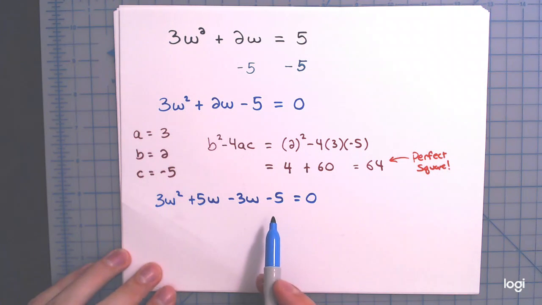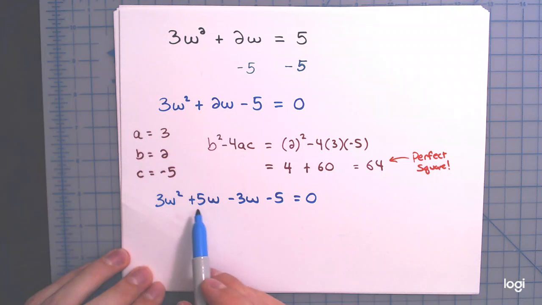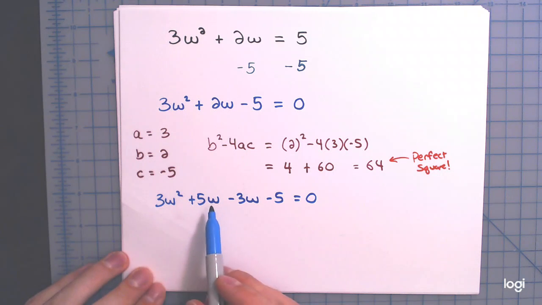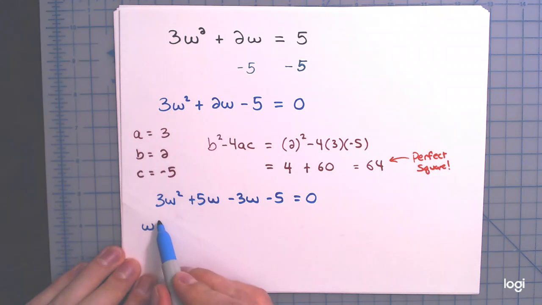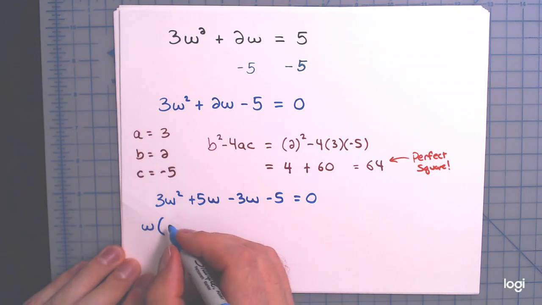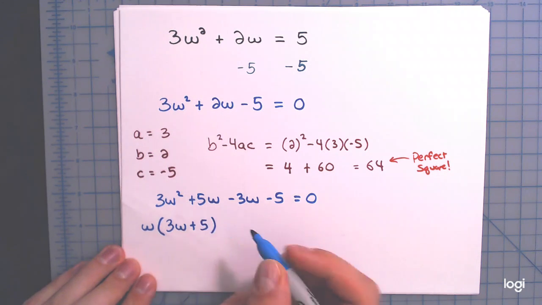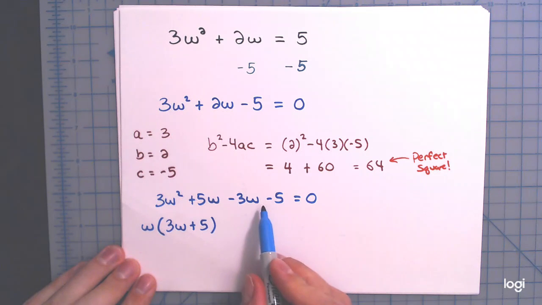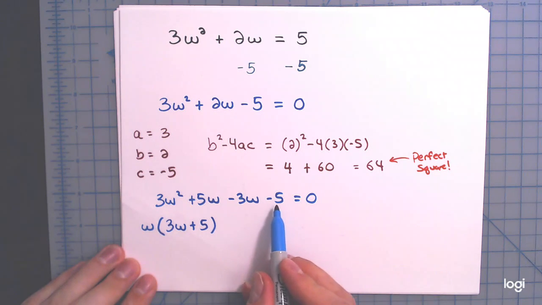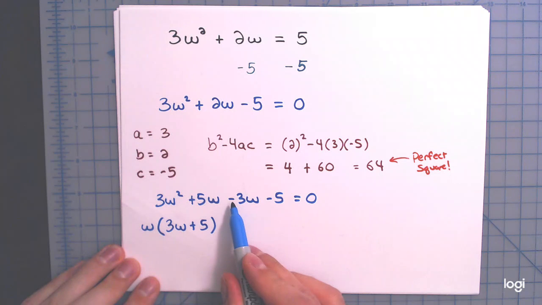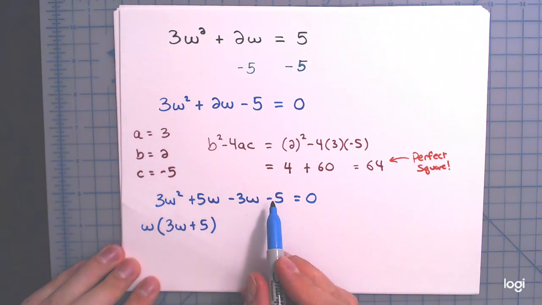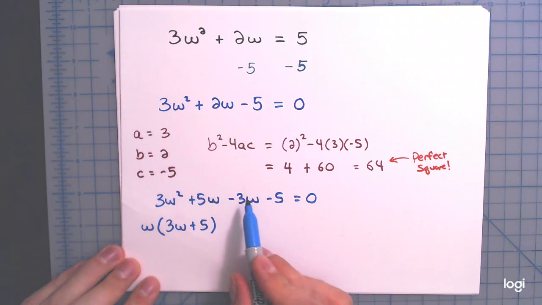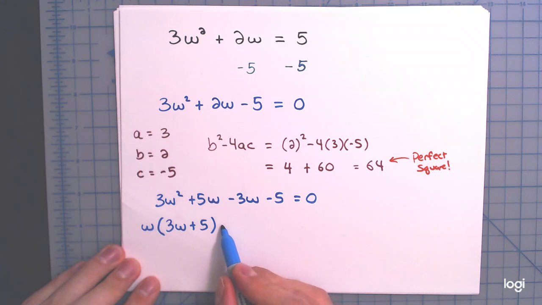And then you factor by grouping. The first two terms have a common factor of w. I pull that out, and if I remove a w, then what's left over is 3w plus 5. The next two terms don't have an obvious common factor, but the lead coefficient in those two terms is negative. The greatest common factor is 1, but because the lead coefficient of these next two terms is negative, I'm going to pull out negative 1.